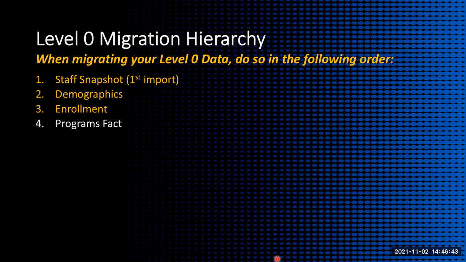Similarly, demographics must be migrated before enrollment. You cannot enroll a student if that student's information is not yet there. Logically, it follows that all domains containing student data are dependent on student demographics and enrollment. So, staff snapshot, demographics, and enrollment are the 3 domains required for almost all remaining domains with a few exceptions. These are your foundation. Best practice is to simply migrate these domains in this order every time before any others.